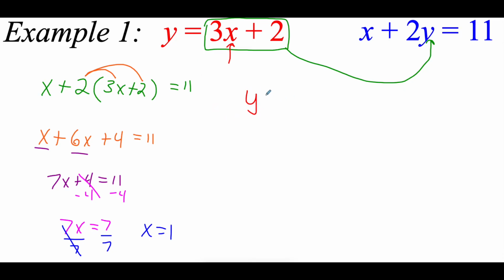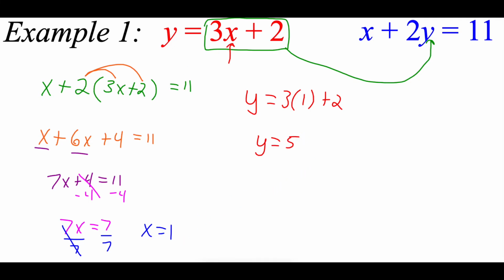So this is going to say y equals 3 times 1 plus 2. And now we're going to solve this in order to get y. So 3 times 1 is 3. And if we add 2 to that, 3 plus 2 is 5. So we get a y value of 5.